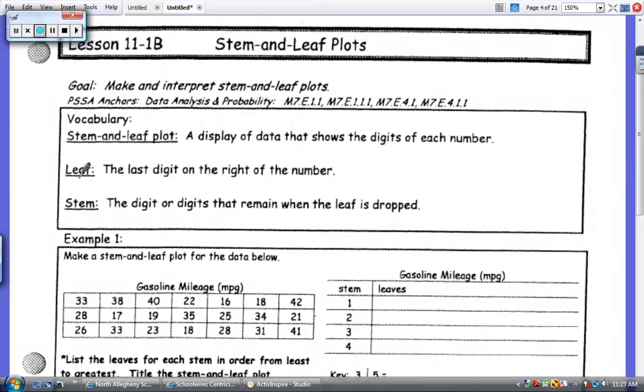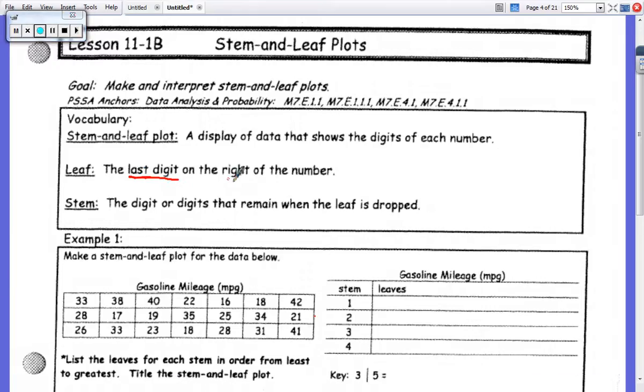The leaf or the leaves would always be only the last digit on the right of the number. In other words, if you have 32, 2 is the leaf. If you have 41.5, 5 is the leaf. And the stems are the remaining number. The remaining number here would be 3, and the remaining number here would be 41. The stem is just the remaining number after you drop the leaf.